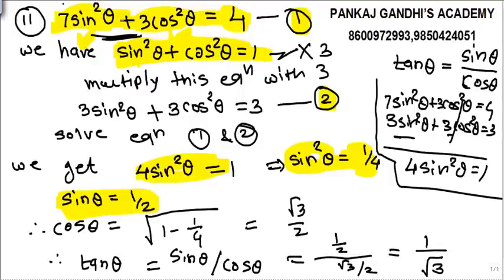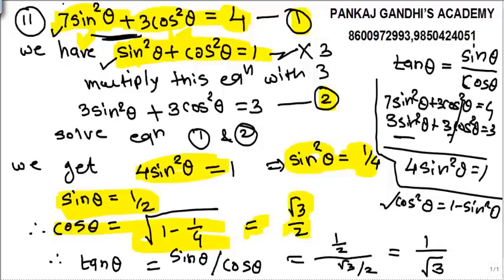And we know that cos square theta is equal to 1 minus sin square theta. Or you can put the value of sin theta in any expression, this equation or this equation; you can put it anywhere, or you can solve using this equation also. So cos theta is equal to under root of 1 minus 1 by 4, which is root 3 by 2. So here we got the values of sin theta and cos theta. So tan theta is equal to sin theta upon cos theta, which is 1 by root 3. So here we got the answer: tan theta is equal to 1 by root 3.